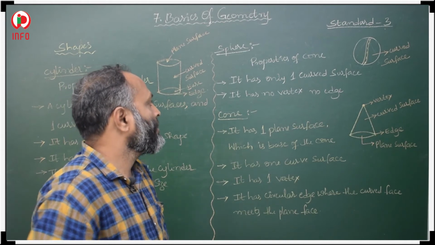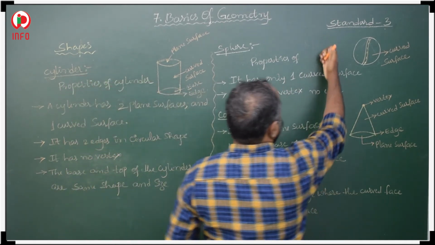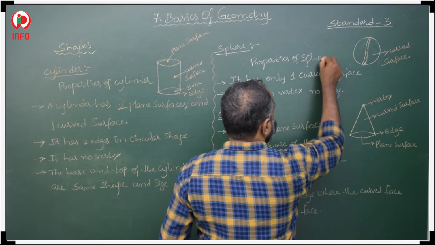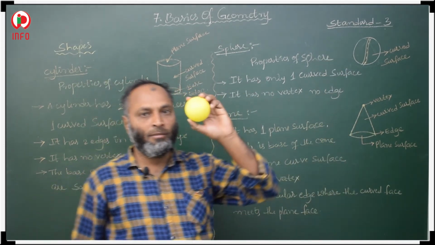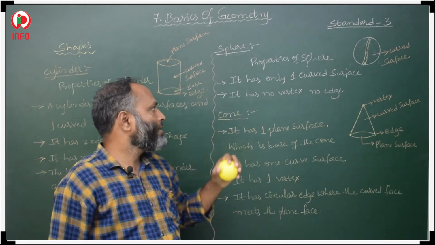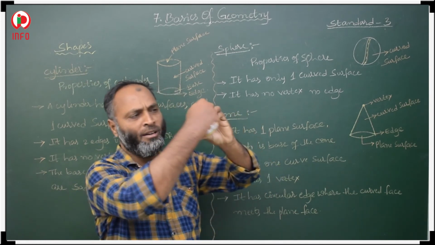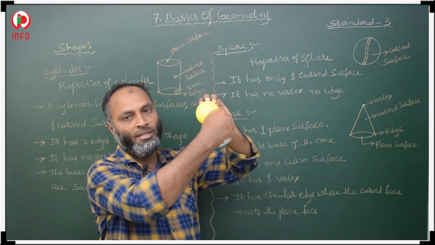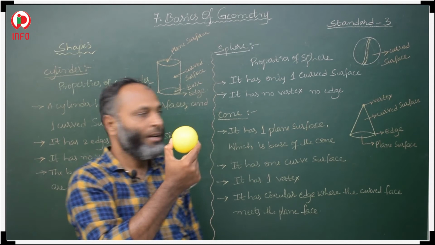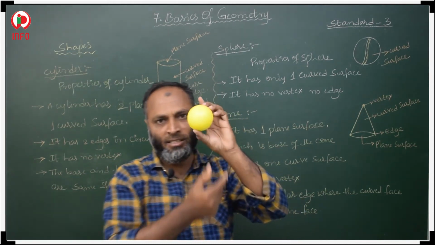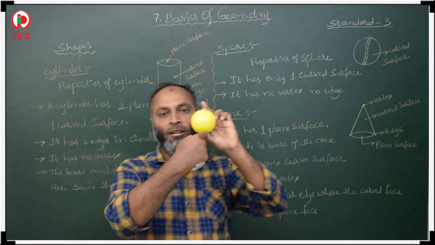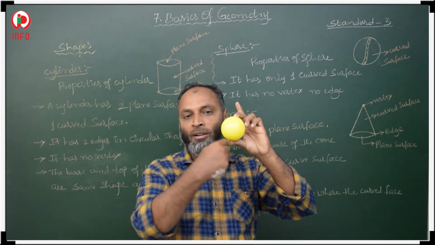sphere. Properties of sphere, not cone here. Sphere properties. Here, this is a sphere. This is spherical in shape. This is called sphere. This ball is a sphere. Then it has only one curved surface. How many curved surfaces? Only one curved surface. So, this sphere has only one curved surface and it has no vertex and no edges.